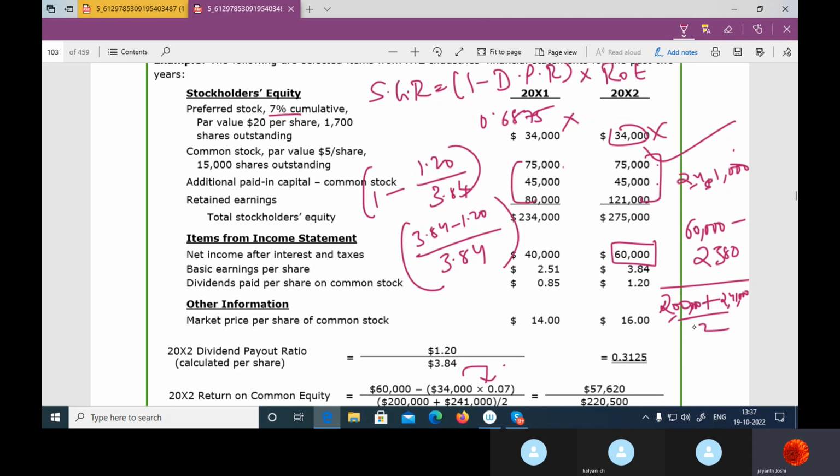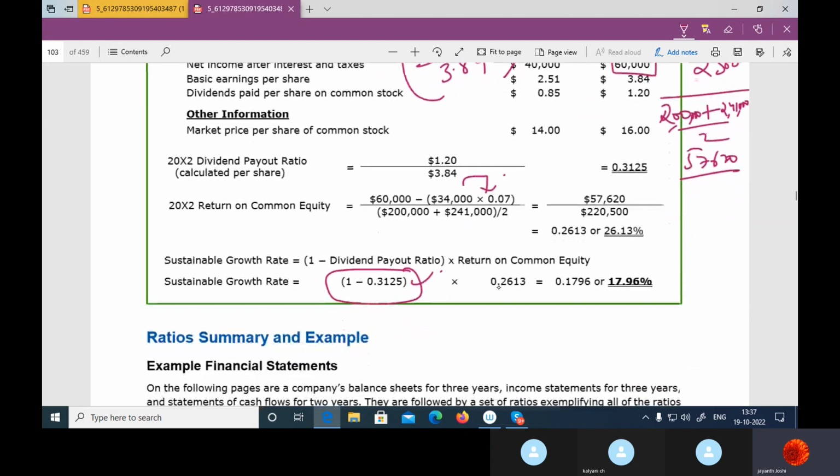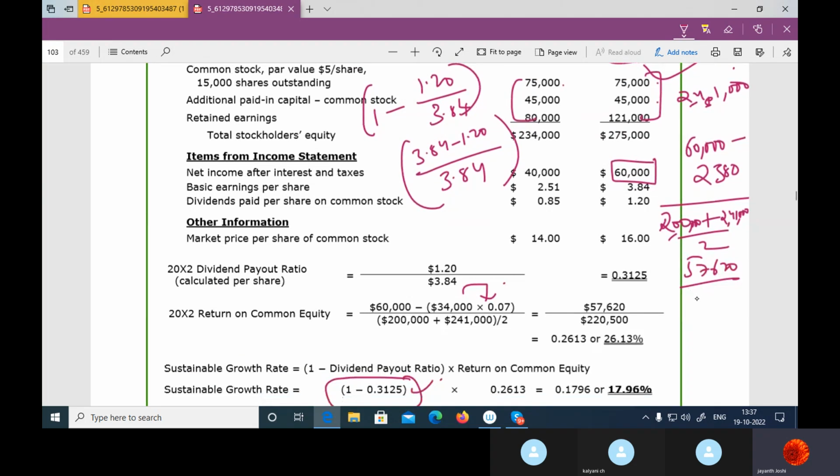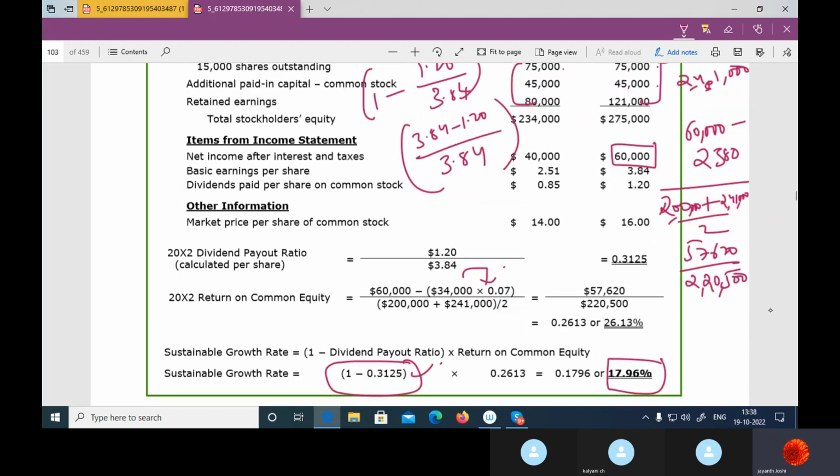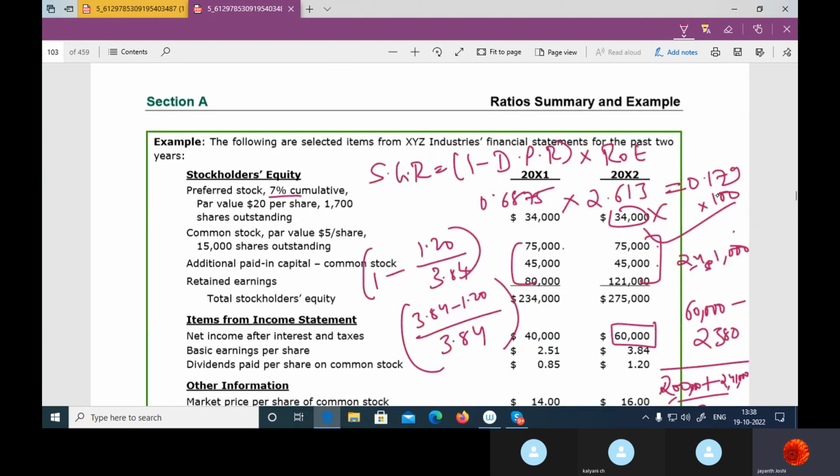60,000 minus 2,380 is 57,620, divided by 2,20,500. So we get 0.261, correct? Yes, sir. So 0.6875 into 0.261 is 0.179, into 100, so 17.96% you'll get. That is nothing but your sustainable growth rate. Yes, sir. That's it. Please finish this off.